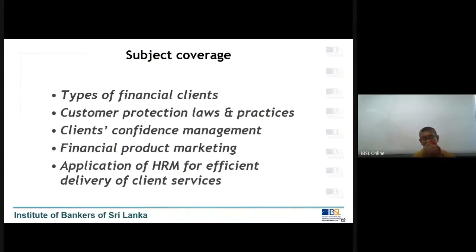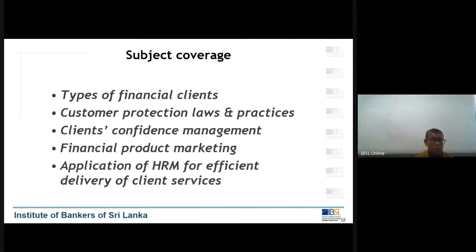What are the things we are going to learn? So you need to understand that now. So I'm going to explain what we are going to discuss over the next couple of months. Right? So there are 5 key subject coverage areas under financial client management. And I want to tell you this also. There may be some overlapping in some of the subjects with our subjects. That is why you have an advantage.